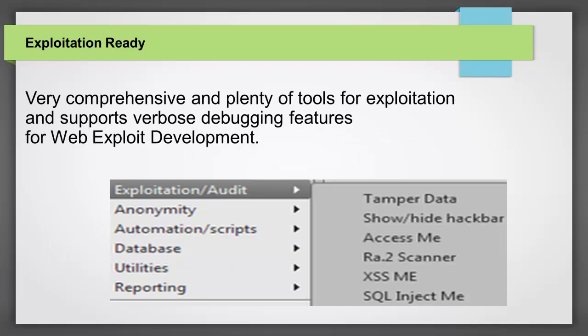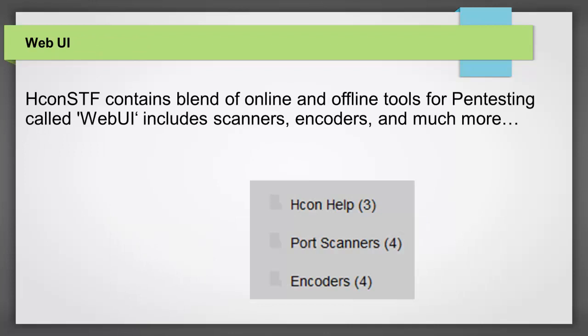It is exploitation ready. It is very comprehensive and has plenty of tools for exploitation, and it also supports verbose debugging features for web exploit development. Then the web UI: HCon STF contains a blend of online and offline tools for penetration testing, and this is called the web UI, which includes most of the scanners, encoders, and various other tools.